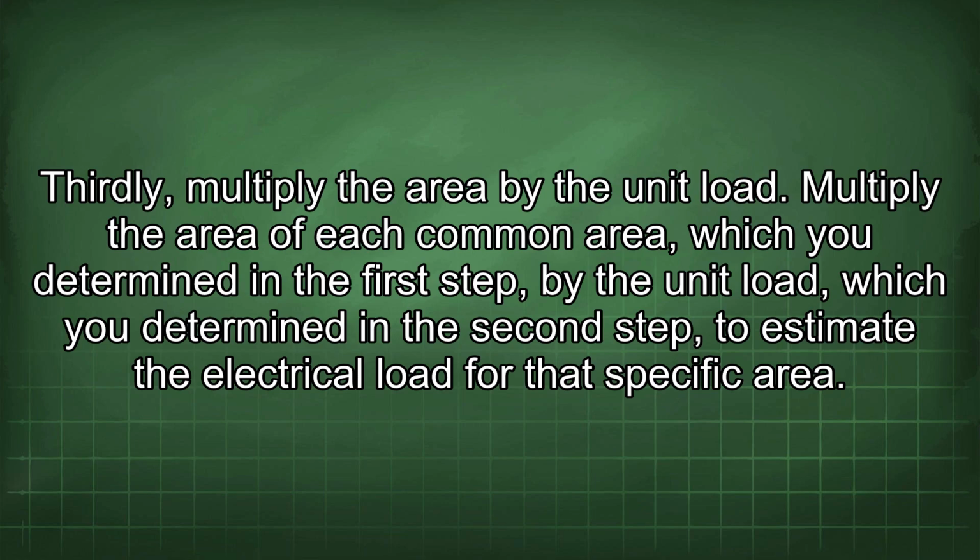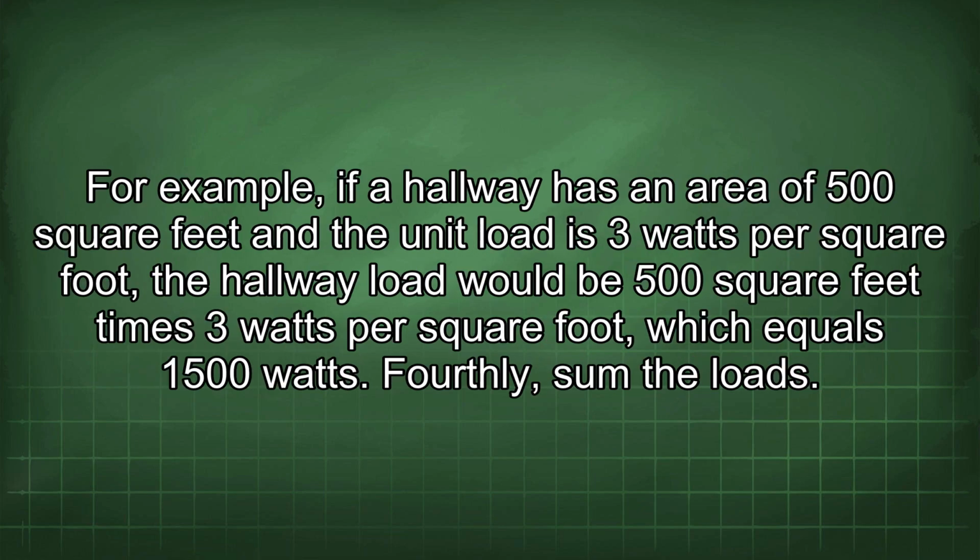Thirdly, multiply the area by the unit load. Multiply the area of each common area, which you determined in the first step, by the unit load, which you determined in the second step, to estimate the electrical load for that specific area. For example, if a hallway has an area of 500 square feet and the unit load is 3 watts per square foot, the hallway load would be 500 square feet times 3 watts per square foot, which equals 1500 watts.